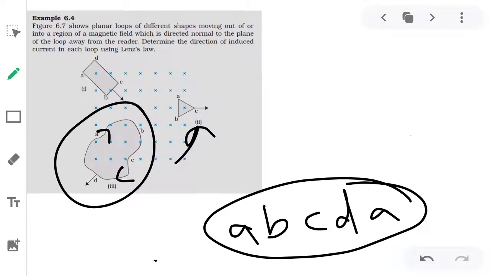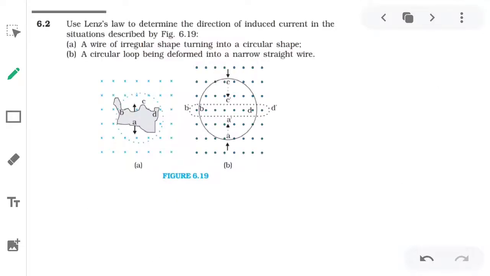I have taken different cases. In this case, the loop shape is not changing, but the loops are either entering into the field or leaving out from the field. In the second case there are 2 questions, A and B. In A, the field is cross. In B, the field is dot. Which means in the first, the field is entering into the board. In the second case, the field is leaving out from the board. So let us do case A first.